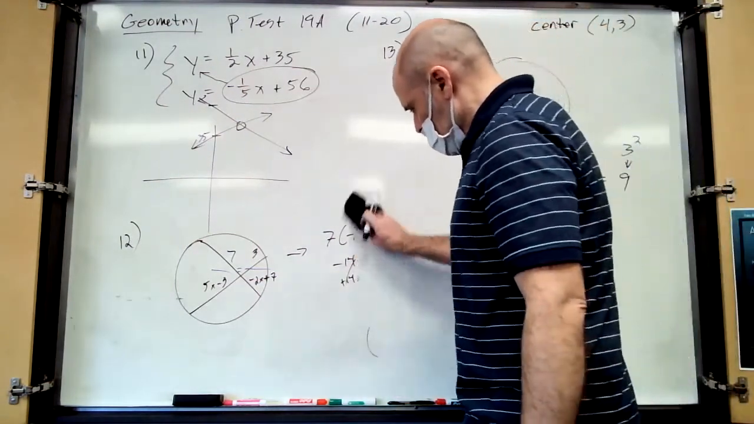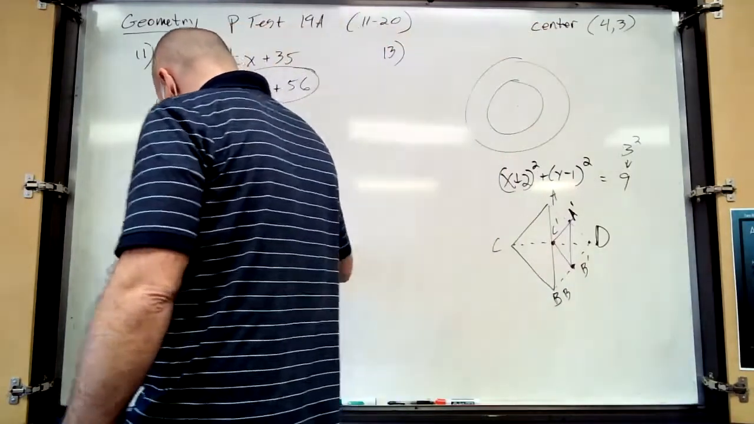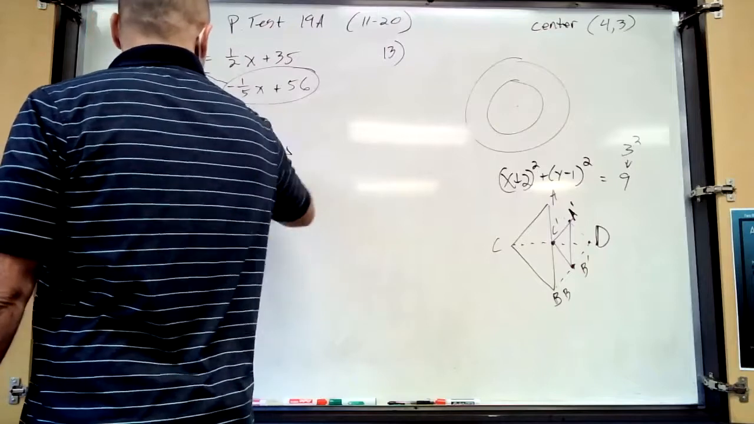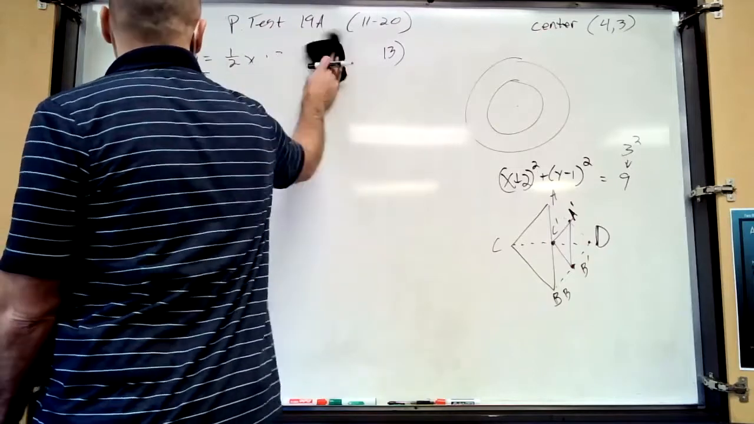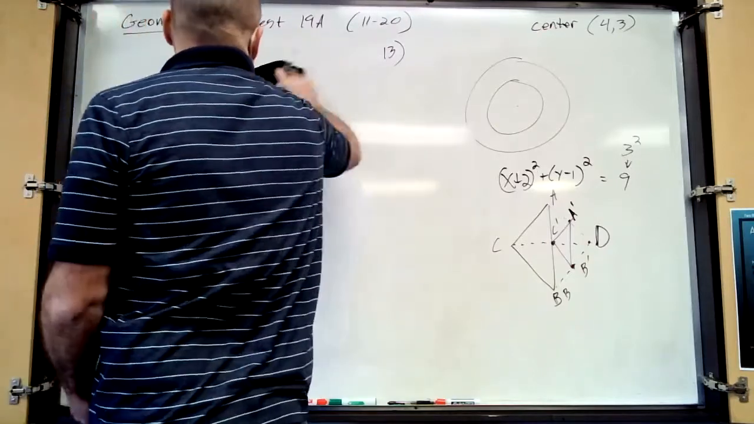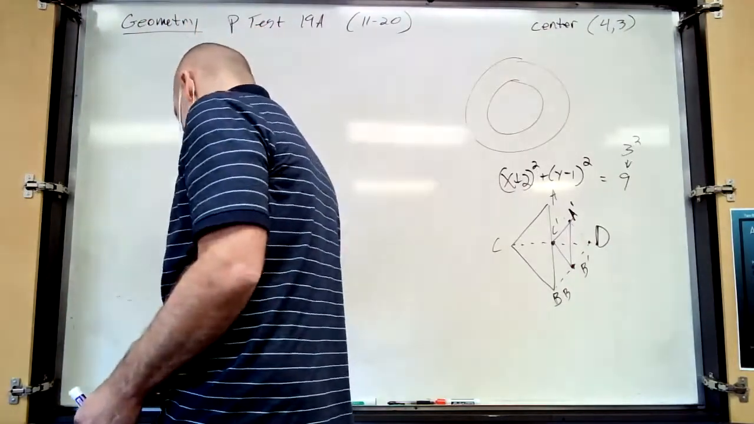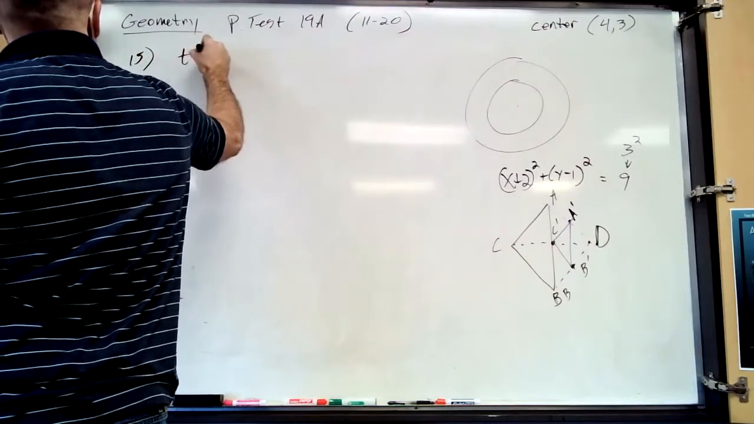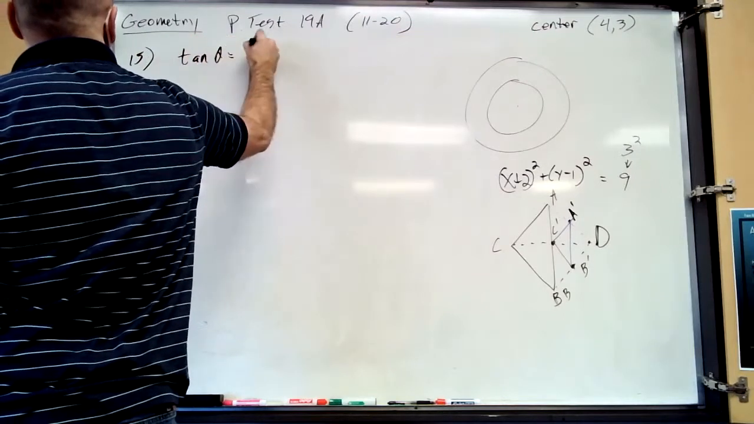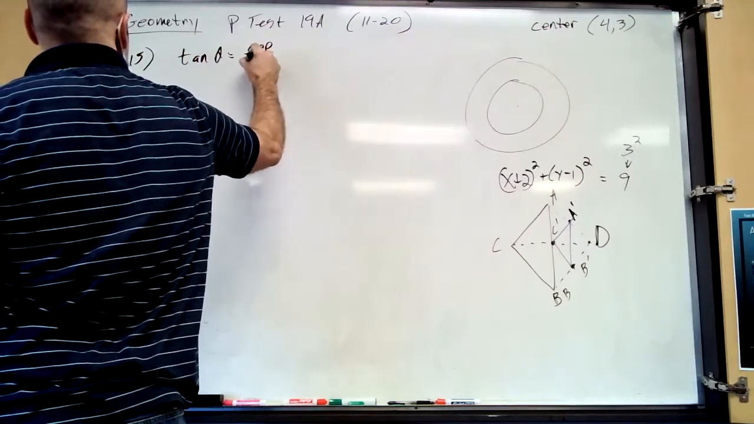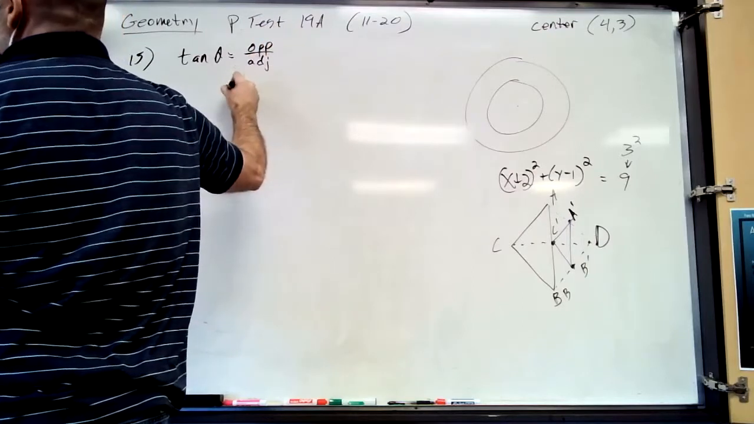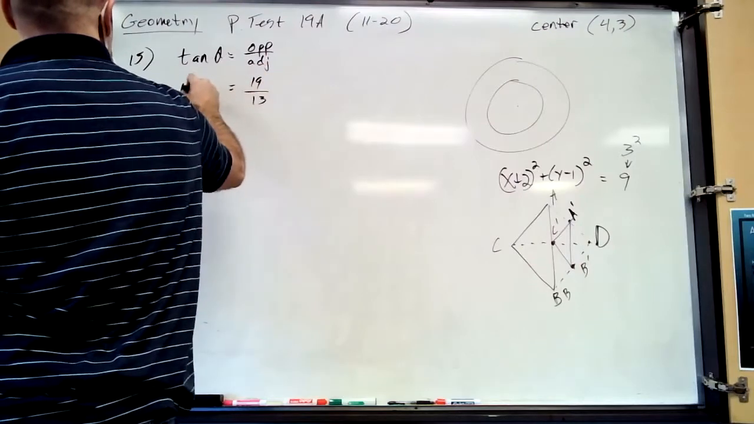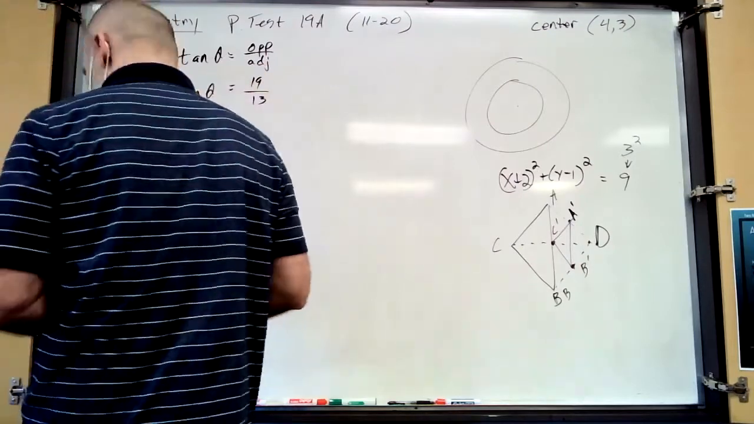So you have adjacent and opposite. The opposite of theta, and you have adjacent to theta. You don't have the hypotenuse. When you have the hypotenuse, sine and cosine are nice, but you just have opposite and adjacent, and so tan of theta equals opposite over adjacent. Well, opposite is 19, adjacent is 13. So tan of theta equals that.